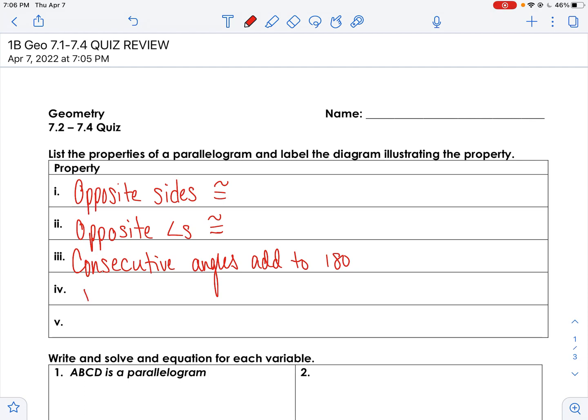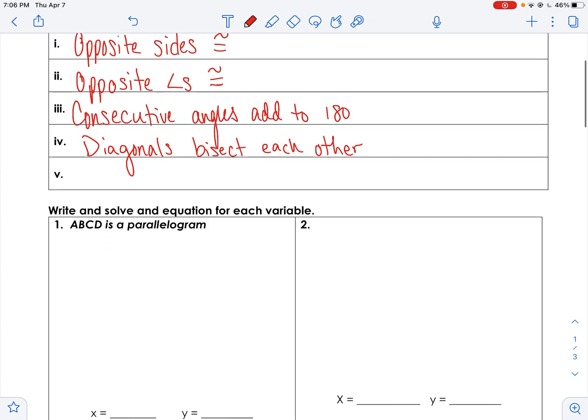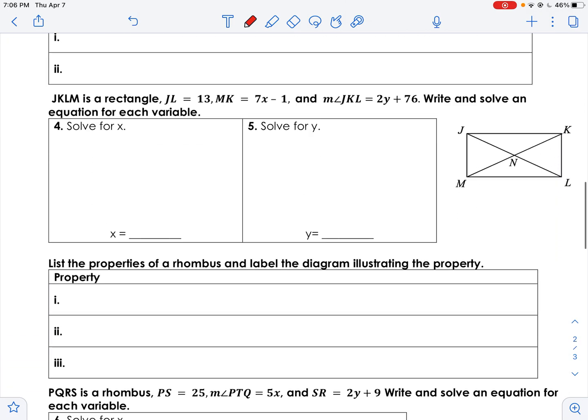I need to know that the diagonals bisect each other, and I put in an extra box here. So if you wanted to include that the opposite sides are parallel, you can, but since it's kind of the definition of a parallelogram, that the opposite sides are parallel, then you really don't need to include it. So I need all those properties.